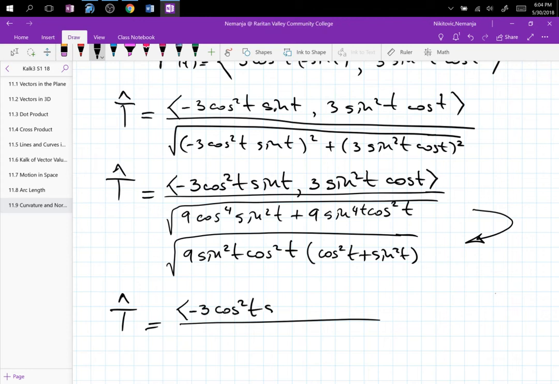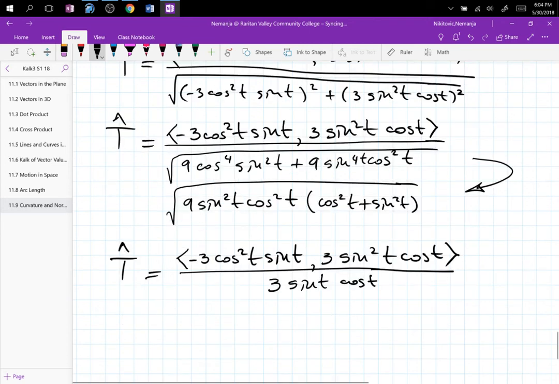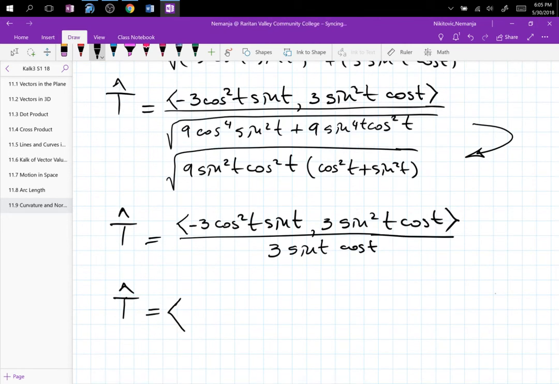-3 cosine squared t sine t, comma 3 sine squared t cosine t, divided by, all I have is 3 sine t cosine t, because the square root kills the squares. So when you divide this, your vector T becomes: 3 and 3 are cancelled, sine is cancelled, cosine is cancelled, so you just have negative cosine t. And then again, 3 and 3 are cancelled, sine is cancelled, cosine is cancelled, so just sine t.